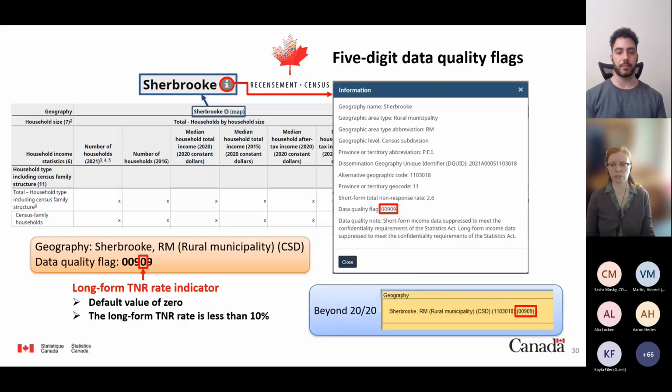And then the fourth digit of the flag is the long form TNR rate indicator. So the same as the second digit, but for the long form TNR rate.